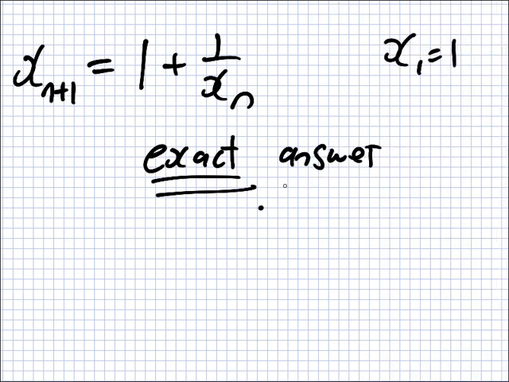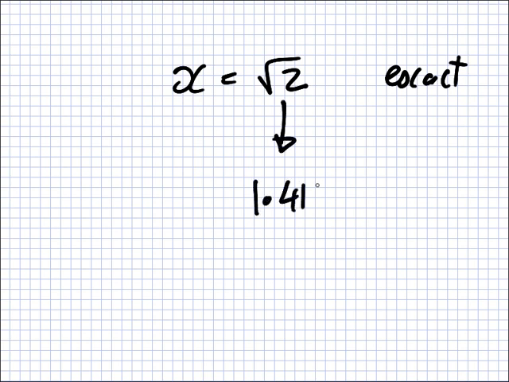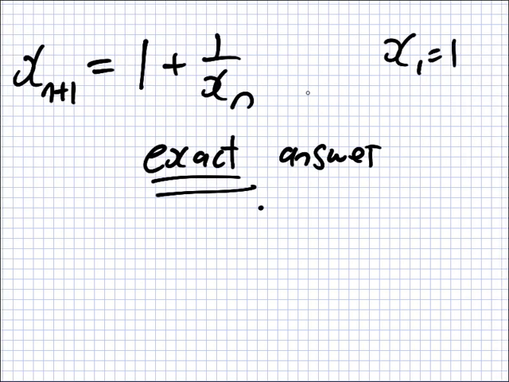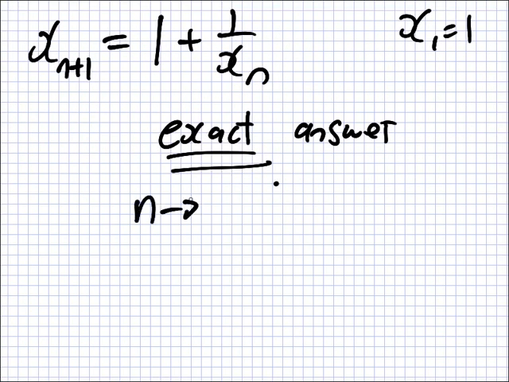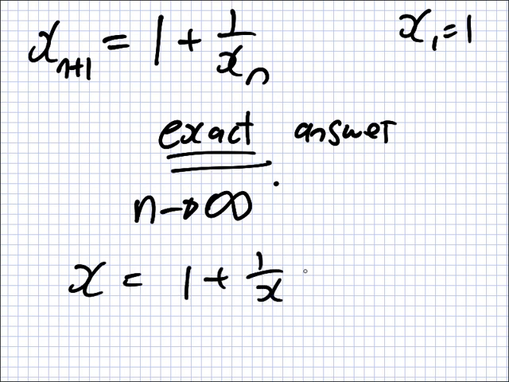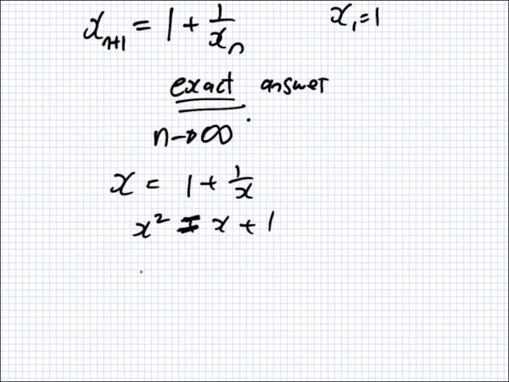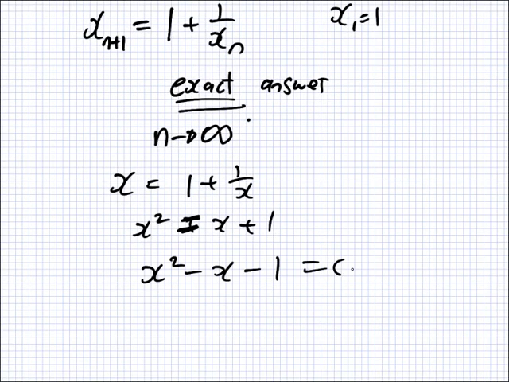Let's look at that. So just to be clear before going on, if x is equal to root 2, this is the exact answer. And then if you put this in on the calculator and write down 1.4141, that's not the exact answer. That's only an approximate answer. So we want the exact answer here. Okay, let's use the same trick we did before. Make n go to infinity. So this becomes x equals 1 plus 1 over x. That becomes x squared plus x equals x plus 1. And this becomes x squared minus x minus 1 equals 0.